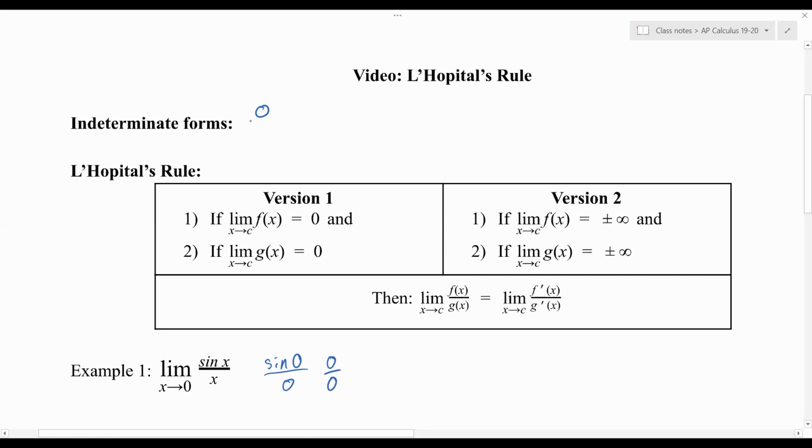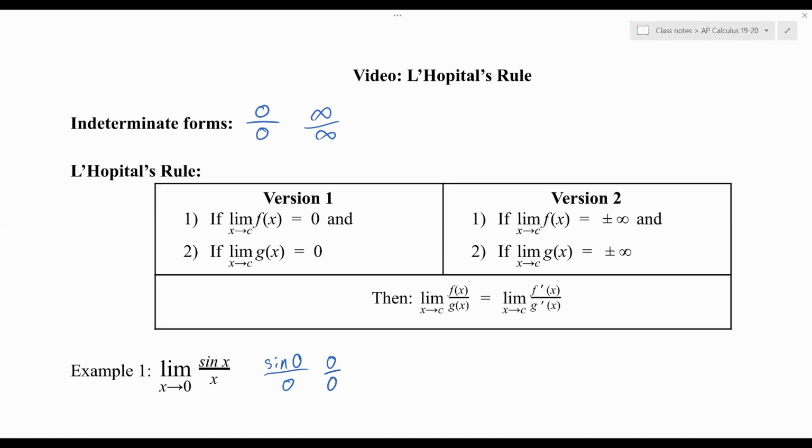An indeterminate form is 0 over 0 or infinity over infinity, because we don't know how to describe what's really happening. Is 0 over 0 approaching 1? We're dividing by 0. It's hard to say. Sometimes we can factor to cancel things out and we get another number. But sometimes, like in this case, sine x over x, we can't cancel anything out. That's where L'Hopital's rule comes into play.